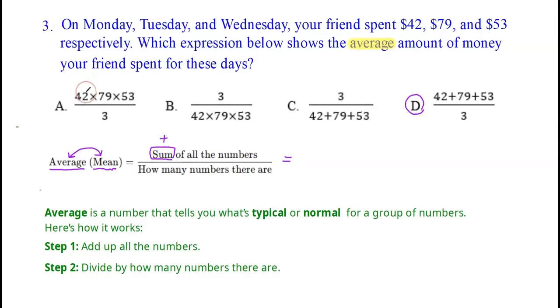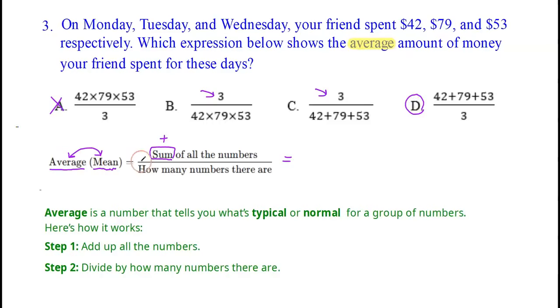Sum means to add. And when you sum these numbers, it has to happen at the top according to the formula. And if you look at A, it's multiplying the numbers, so A is gone. And B and C don't contain any addition in the numerator. Only D does. So quickly, hopefully you can see your answer is D.